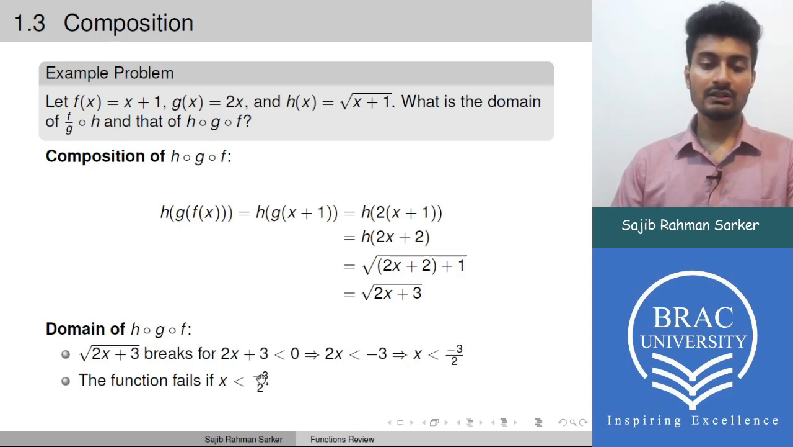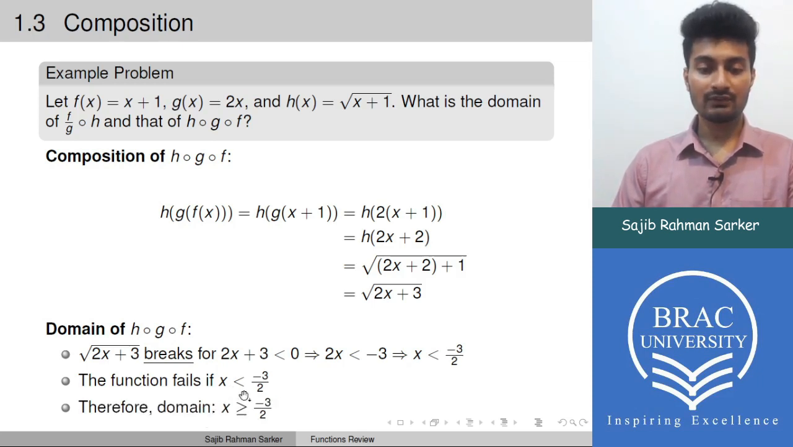So since all these values cause the function to fail, we have to avoid those values. So we have to find the opposite statement of this to find out the domain, which are the acceptable values. Therefore, the domain would be the opposite of this statement, x greater than or equal to minus 3 over 2. These are the values we can accept, and we're going to exclude these values from our domain.